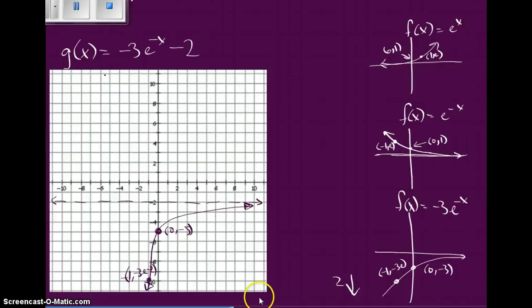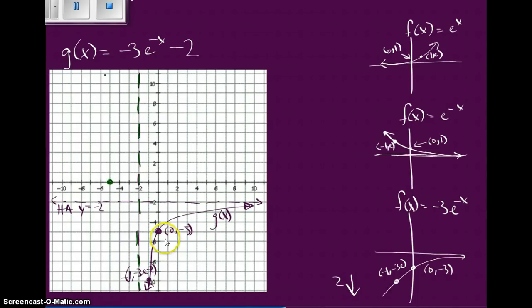Now, this is g of x. Graphing the inverse, we would flip everything. So again, that horizontal asymptote is y equals negative 2. Everything would be flipped, and so instead of having y equals negative 2 as the horizontal asymptote, I'd have a vertical asymptote, x equals negative 2.